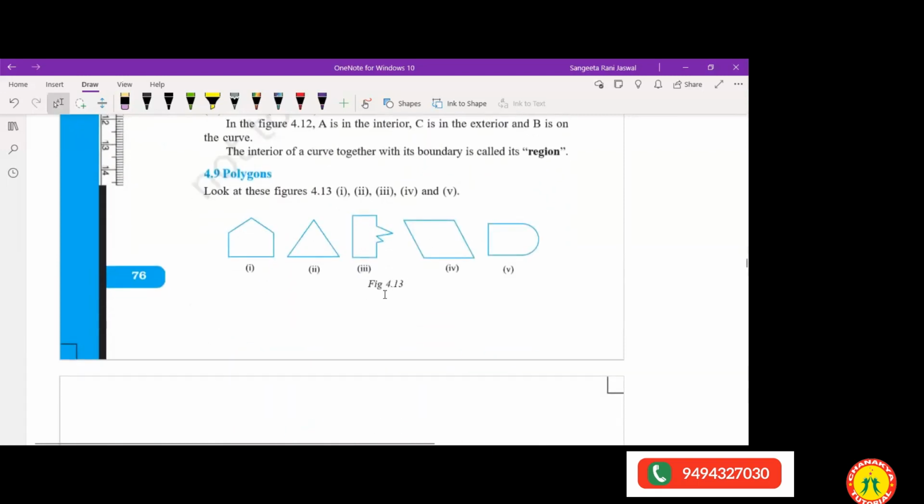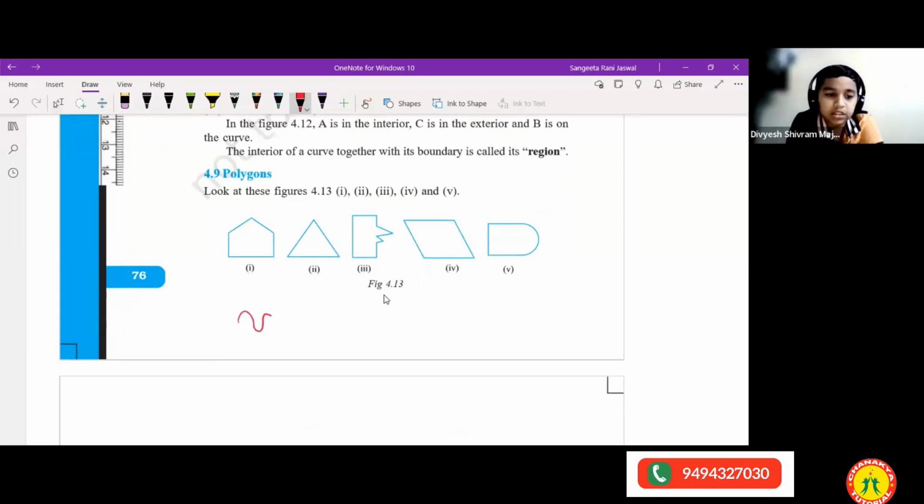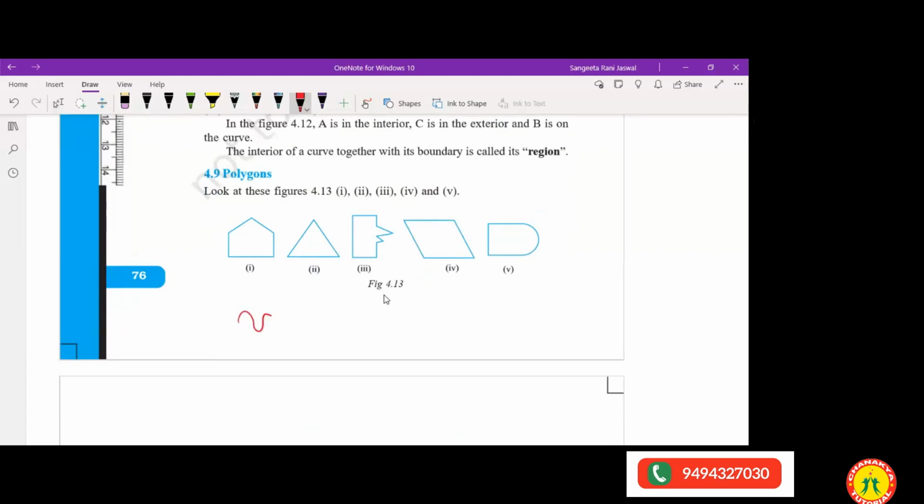Okay, now coming to polygons. Polygons are the shapes made of line segments. They are two-dimensional shapes. They are never freehand curves. They are always made with line segments. If you make a line like this with the scale and pencil, you get a polygon. And it is always two-dimensional.